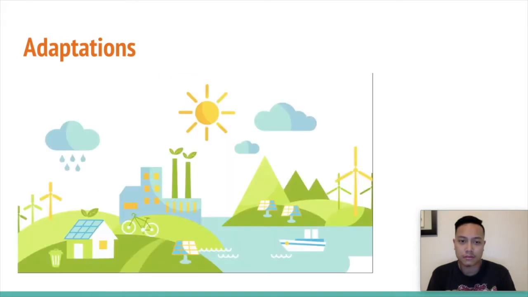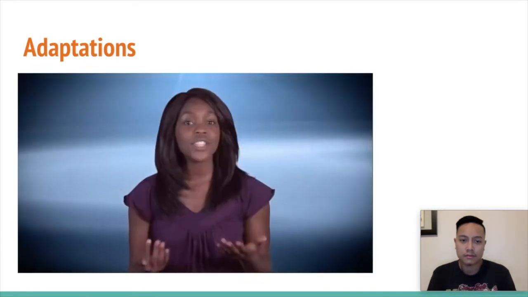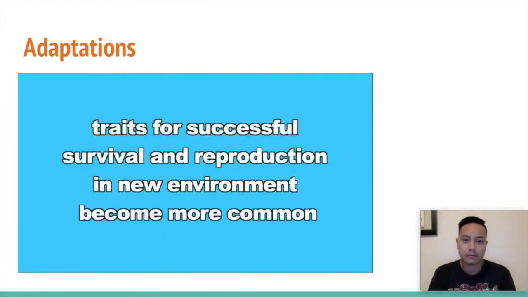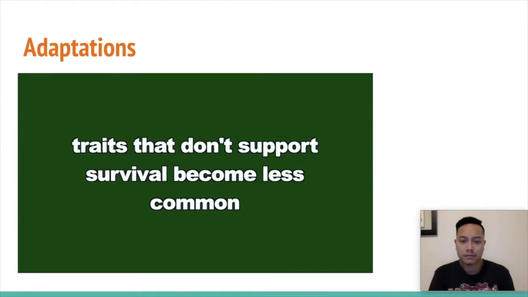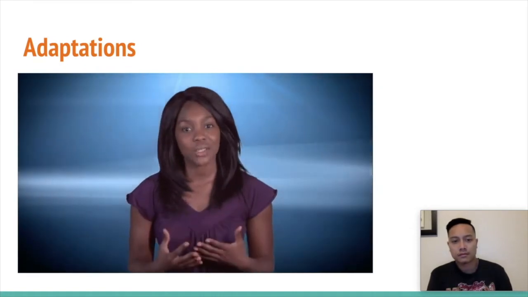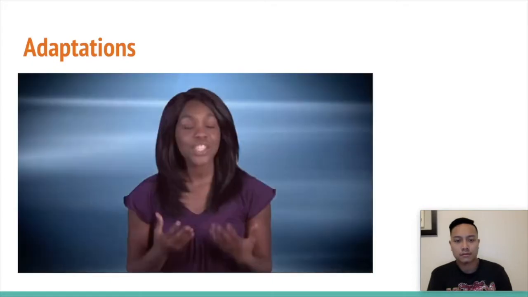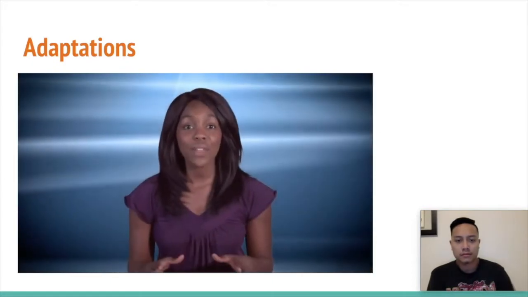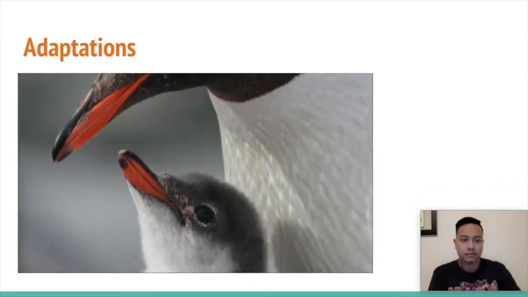Sometimes, when an environment changes, the entire balance of an ecosystem is upset. Physical and behavioral traits that support successful survival and reproduction in the new environment becomes more common in a species, while traits that don't support survival become less common. As more of the species develop the successful traits, these traits become adaptations. Adaptations can help a living thing fit into its environment. Sometimes, the long-term survival of species depend on these adaptive features being passed from generation to generation.